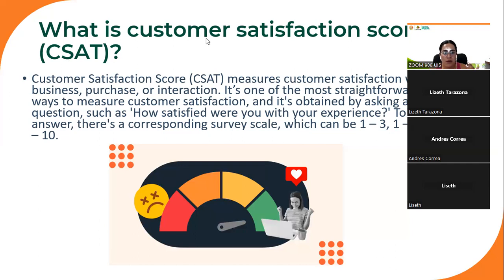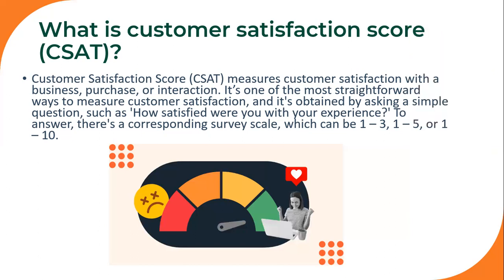If it was perfect or excellent, you put 10, 9, 8. If it was not so good, then you put 5 or 6. If it was bad, terrible, you would put a 2 or a 3, right? So that is the customer satisfaction score, or the CSAT. This is the most straightforward way to measure customer satisfaction, as you can see.